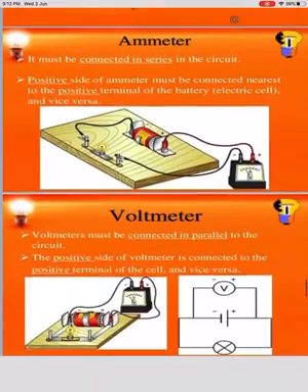We know that the ammeter, look at the picture here. It must be connected in a series connection, and it always has low resistance. An ammeter measures the electric current.